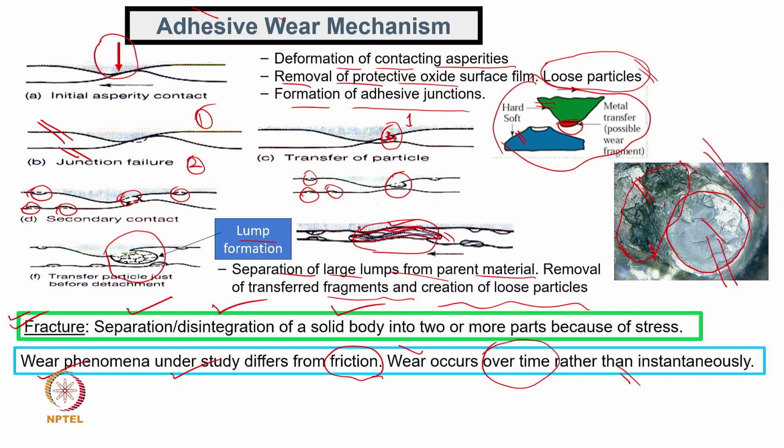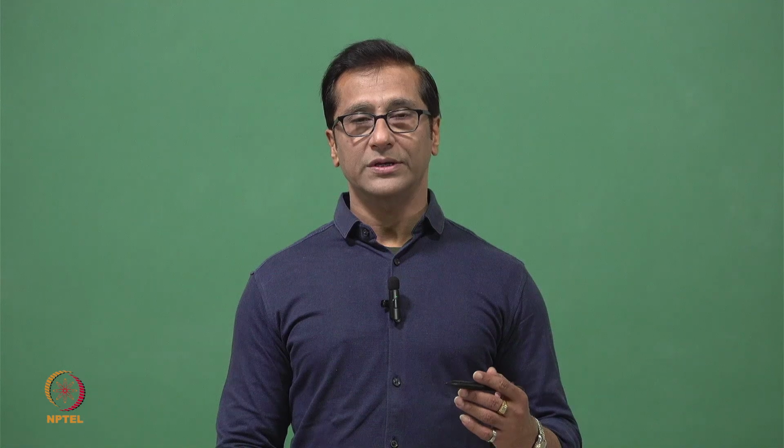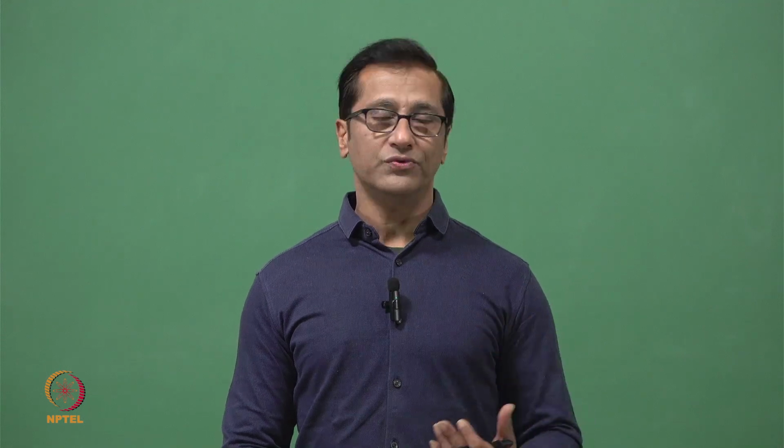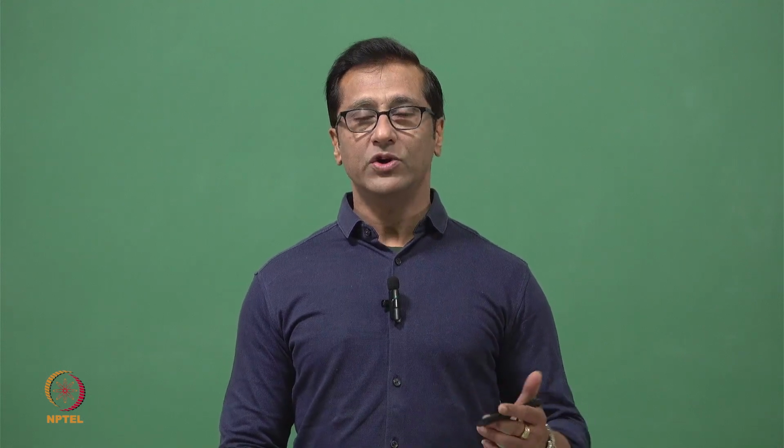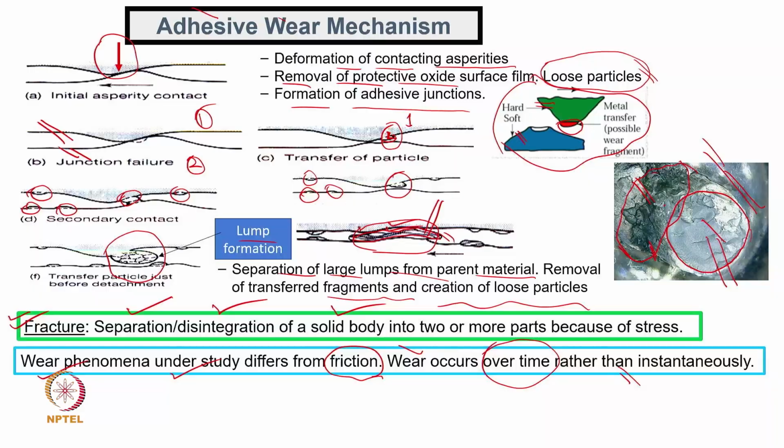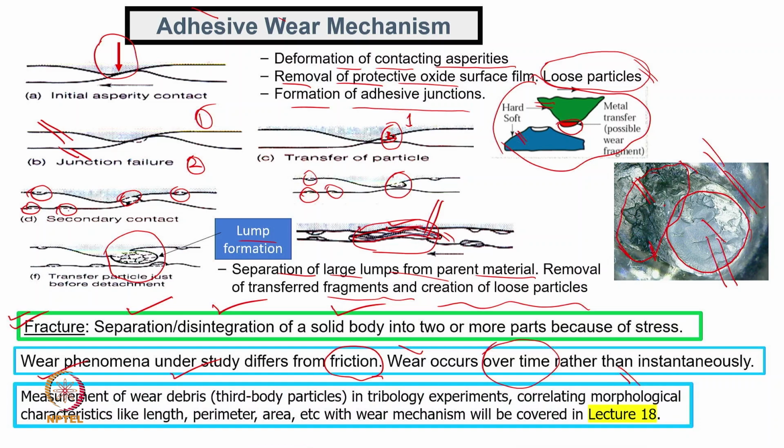Now this particle which has come out may have come out after 1000 cycles, 10,000 cycles, or 100,000 cycles. Once the debris has been removed from the parent material, then it is treated as wear. However, material getting transferred from one surface to another surface, we generally don't treat as wear. So removal of material from a surface is treated as wear, and that's why we say there is fracture and wear.